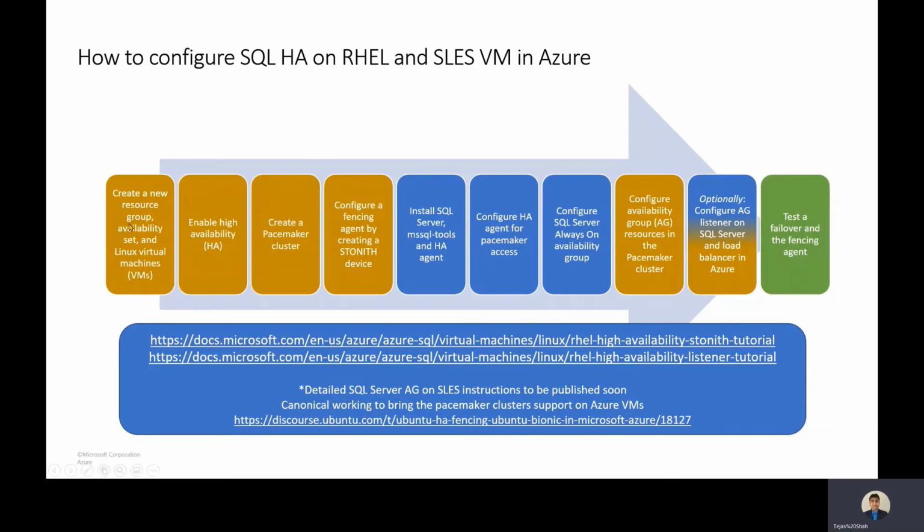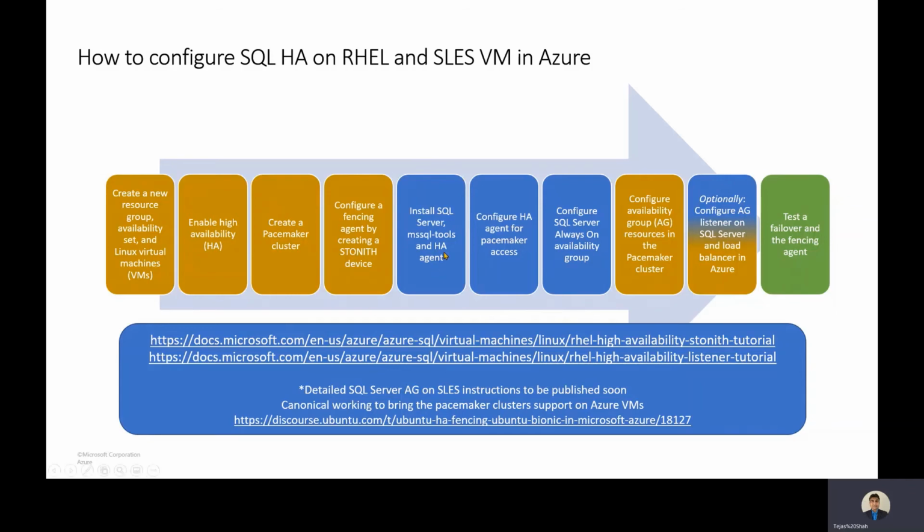The first steps are typically creating appropriate resources, which means creating the resource group, availability set, virtual machines, and configuring high availability and the Pacemaker cluster between all the necessary VMs. Then the next step is typically configuring the Stonith device for fencing, which is what we talked about earlier, that we need to configure a Stonith device for fencing to get the Pacemaker cluster in a supported state. And all of this should ideally be configured by a system administrator.